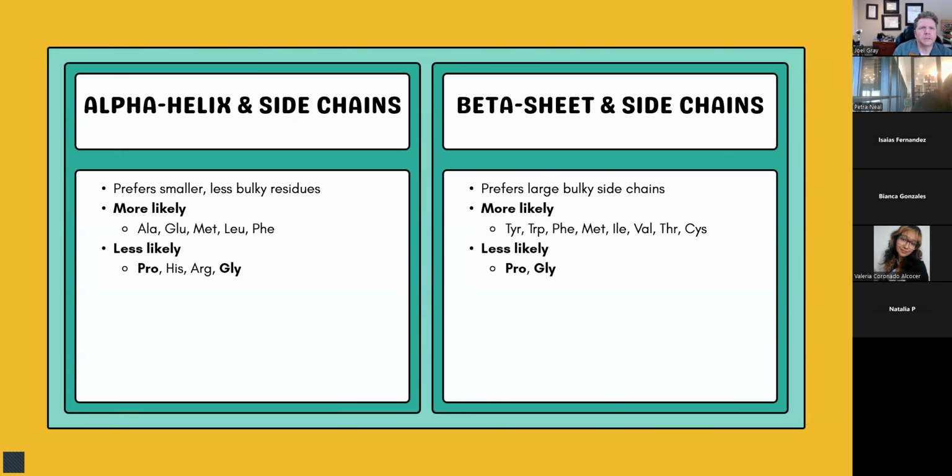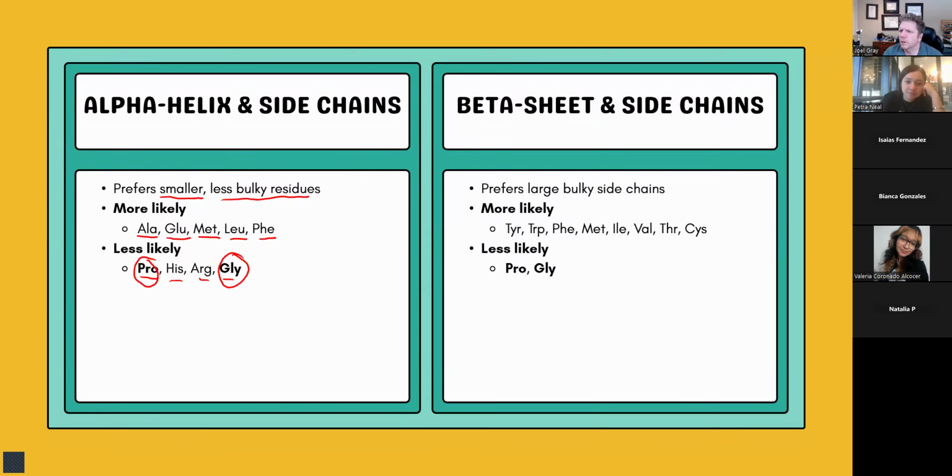Okay, so when it comes to an alpha helix, the propensity or the preference, I guess you could say, is for smaller and less bulky amino acids. When analyzing an alpha helix, you're more than likely going to find something like an alanine, a glutamic acid, a methionine, a leucine, or a phenylalanine. You're less likely to find something like a proline, a histidine, arginine, or a glycine. I've got proline and glycine in bold for a reason. But before we get to that, when it comes to the beta sheet, there's a preference for larger, bulkier residues.